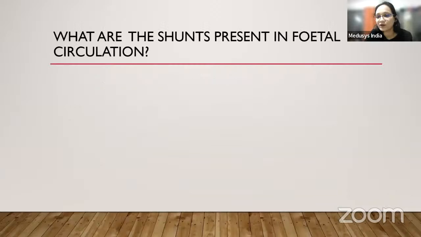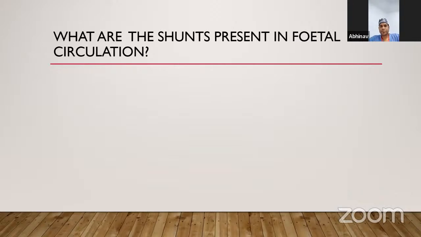I will start with Dr. Abhinav. What are the shunts present in fetal circulation? Are you ready, Dr. Abhinav? Yes, ma'am. There are two vascular shunts present in fetal circulation. They include the ductus venosus and the ductus arteriosus. Apart from that, there's also a defect in the atrial septum, that is the foramen ovale.